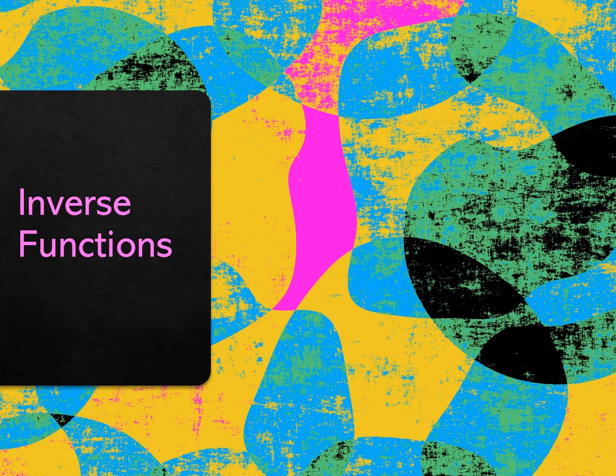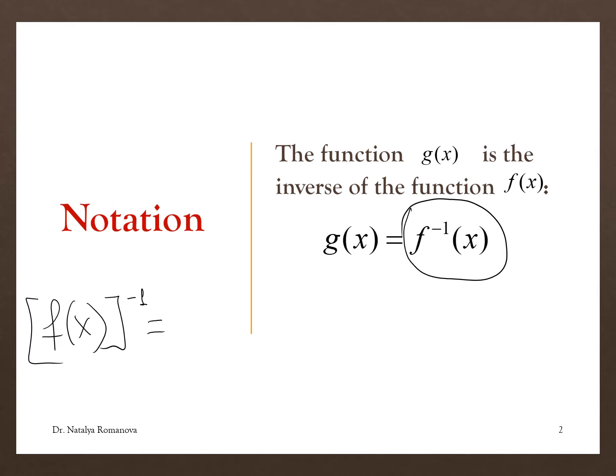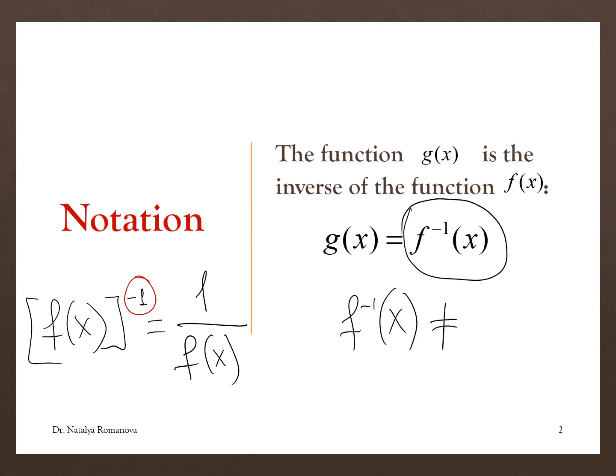Inverse functions. Notation of inverse functions: f negative 1 of x, but be careful, it is not a reciprocal function. For example, if we have to write the reciprocal of f of x, we write f of x with a negative 1 exponent, and it would be 1 over f of x. The inverse function f negative 1 of x is not equal to the reciprocal. So be careful with notation.